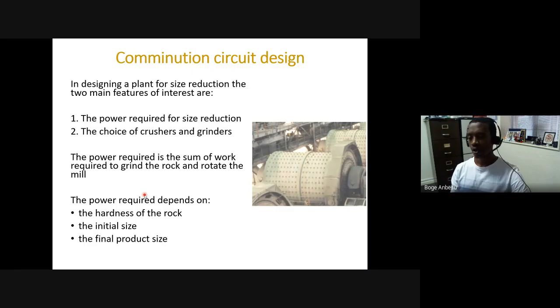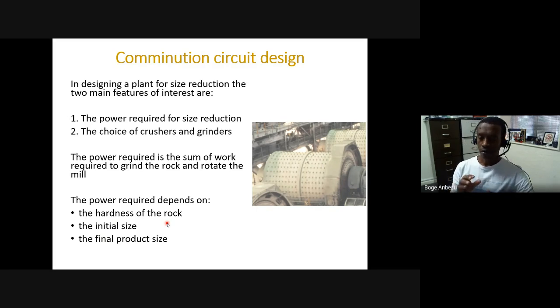So the nature of the rock will dictate what kind of crusher or grinding mill you're going to buy. And that type of grinding mill will also depend on, of course, its power requirement and everything else that comes with it. And also the initial and final product sizes. Why is this important?